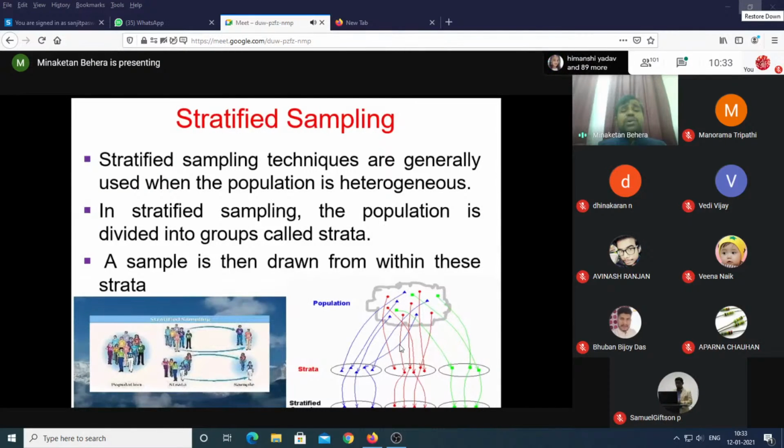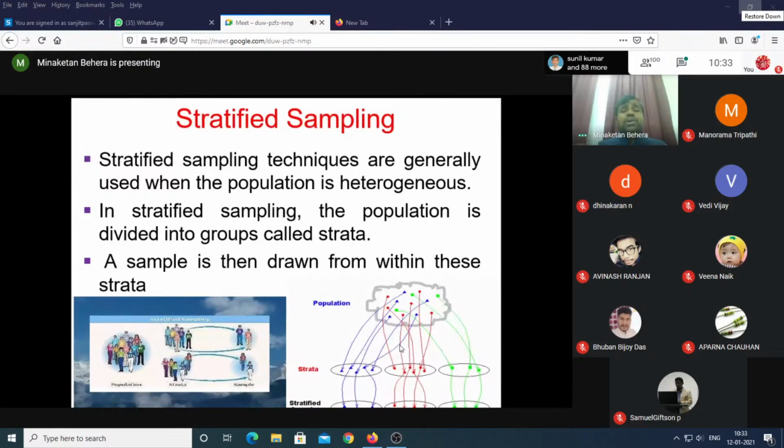So you have a population of 100 professors: 60 are assistant professors, 30 are associate professors, and 10 are professors. Now if you want to select a sample of 10 from this, how will you select? The ratio is 6 to 3 to 1. So you will select 6 from the assistant professors, 3 from the associate professors, and 1 from the professors. That we call proportionate.